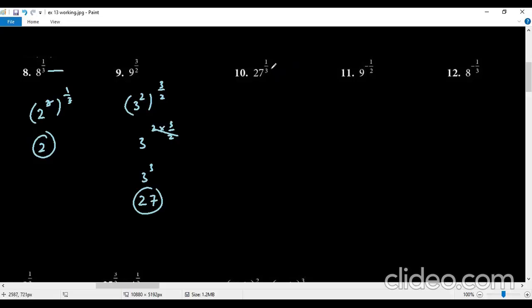Now this 3, again I remind you that you need to write a number which has a power 3. That means 3 cube is equal to 27. I will write 1 over 3, and in the same old way 3 is going to be multiplied by 1 over 3, cancel, and 3 is going to be your final answer.